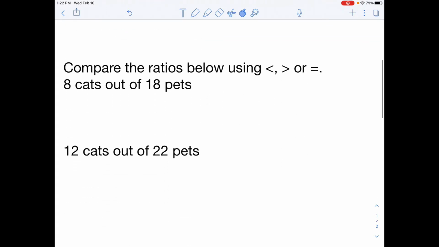So this question says compare the ratios below using less than, greater than, or equal to. 8 cats out of 18 pets, and 12 cats out of 22 pets. So if we write these as fractions, 8 out of 18, 12 out of 22, we can't compare them until we get them to have common denominators. So I'm going to just multiply together 18 times 22 to get a common denominator of 396.